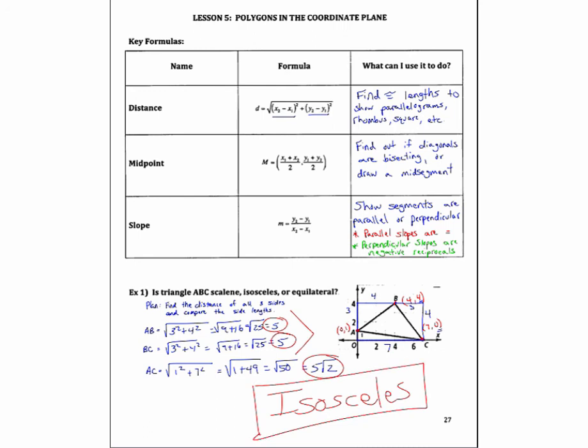Now, what some of you may be tempted to do is just to look at it and say, oh yeah, AB and BC look the same, so I'll just write isosceles. That's only worth 1 point of this type of problem on a test. I'm interested in how you can verify and guarantee me that it's isosceles. So to do that, I need to see all three of these distances so that I can compare.